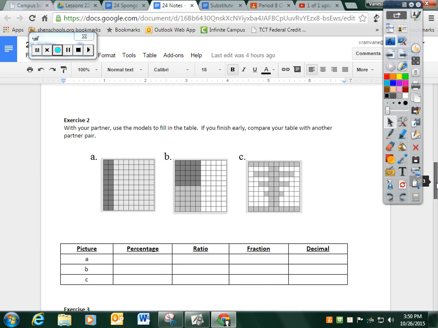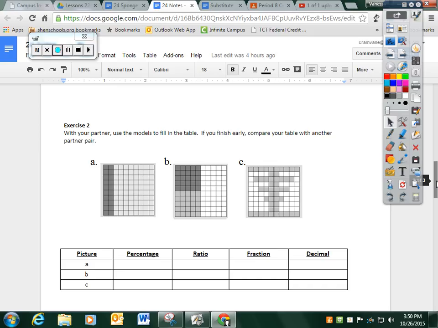Okay, I'm actually going to read the problem, and then I'm encouraging the substitute hopefully to pause the video, and you can work on filling out this table yourself. Exercise 2, with your partner, use the models to fill in the table. If you finish early, compare your table with another partner group.